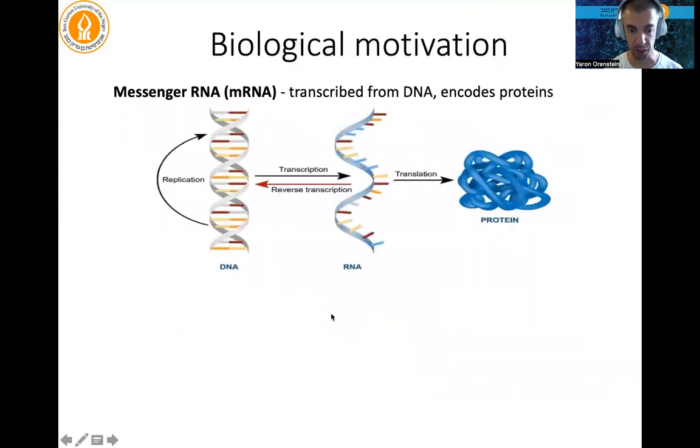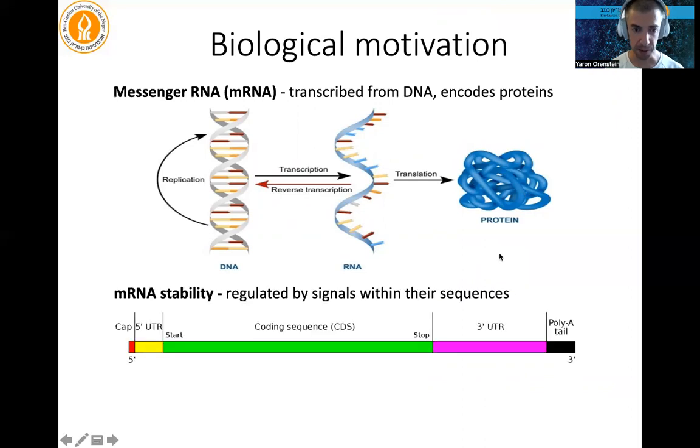As we all know, the central dogma in molecular biology is that messenger RNA is transcribed from DNA. It encodes for a specific protein, and then the messenger RNA is translated into a protein. But RNA, as we all know, is a molecule that degrades quite quickly. For example, the coronavirus vaccine had to be kept in very cold freezers.